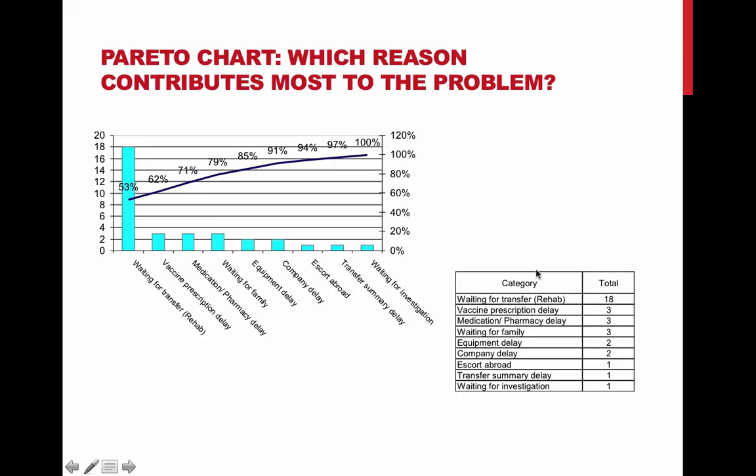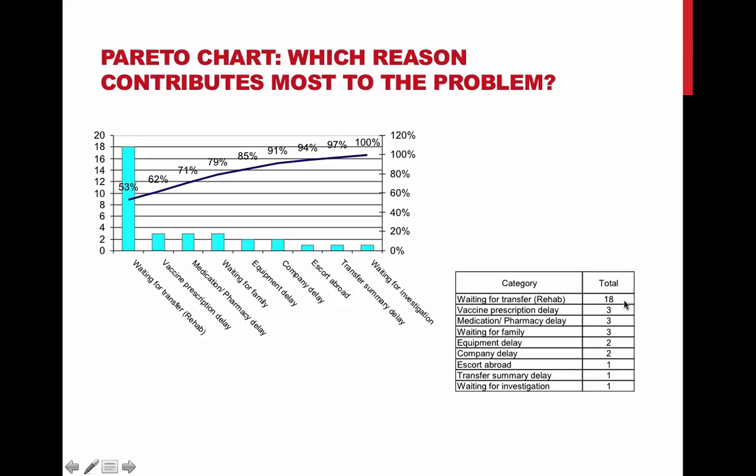Now, what do you do? Now I have the frequency for each of these reasons. On the chart, as you can see, waiting for transfer has 18 cases; 18 times this was identified as a reason for delay. Vaccine prescription delay was identified 3 times as a reason. Medication pharmacy was identified 3 times as a reason. So I'm looking at this Pareto chart, and then I calculate what's called a cumulative percentage for each of these. So how do I calculate a cumulative percentage?